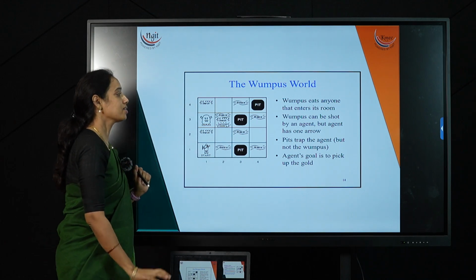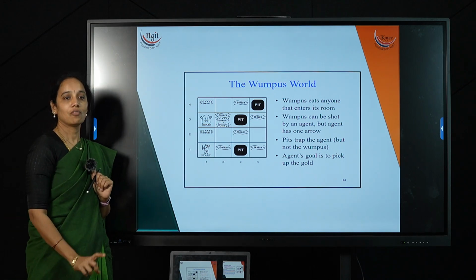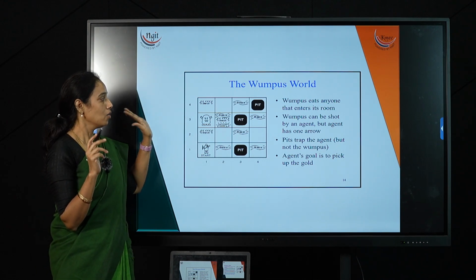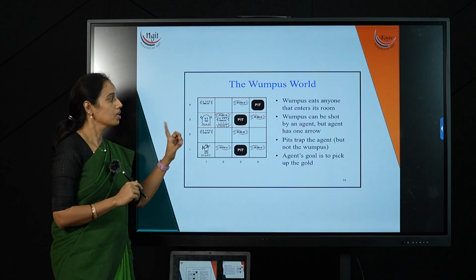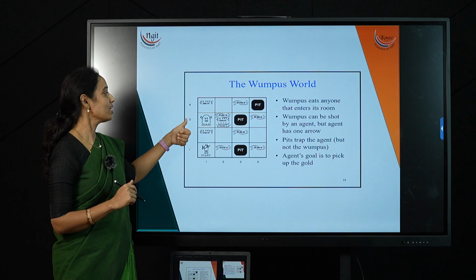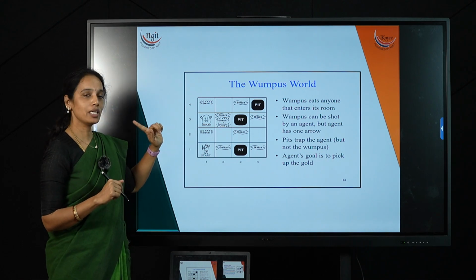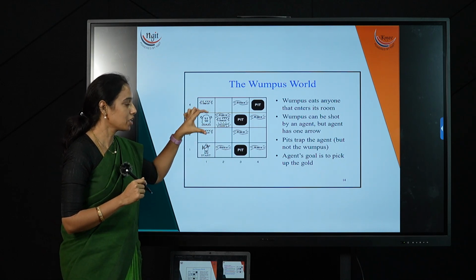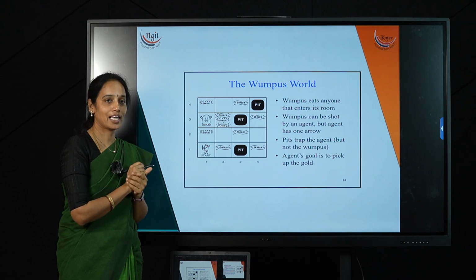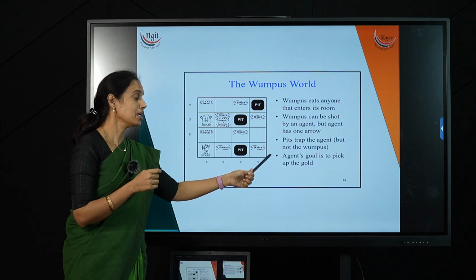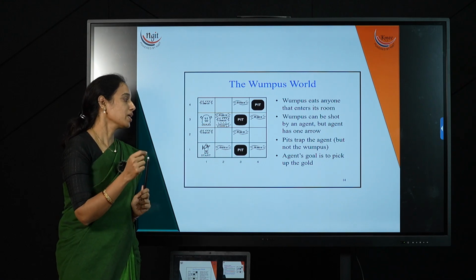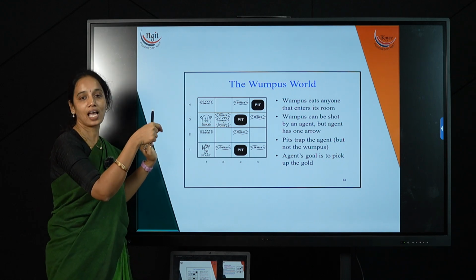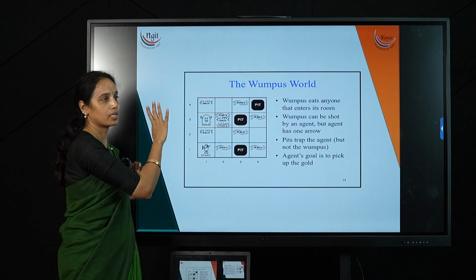So in this session, let us discuss a knowledge based agent with the example of Umpus World. There is one game called Umpus World. The idea behind it is that the Umpus eats anyone that enters its room, and it can be shot by an agent, but the agent has only one arrow. In between there are some pits that trap the agent but not the Umpus. The goal of the agent is to pick up the gold. Somewhere in these square boxes gold will be hidden, and the agent has to pick that gold. That is the goal of this particular game.